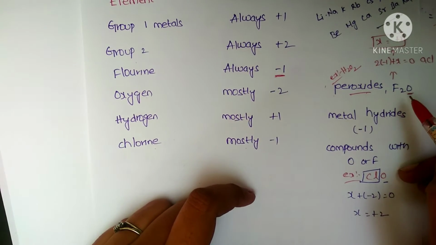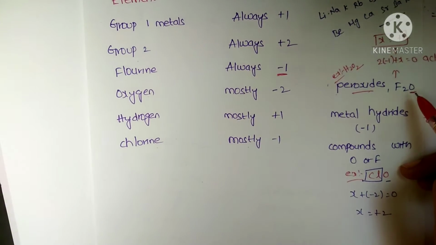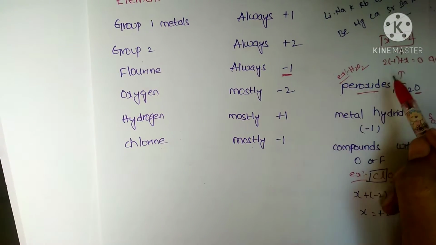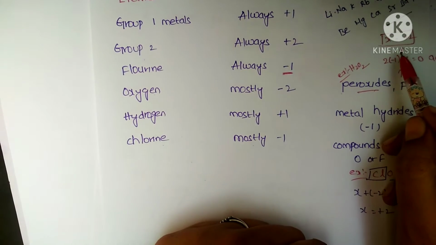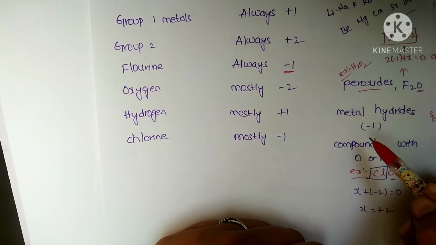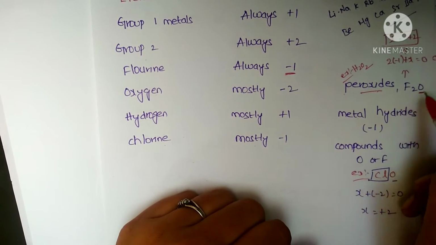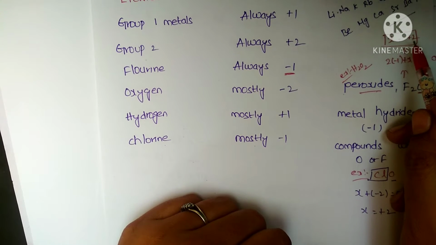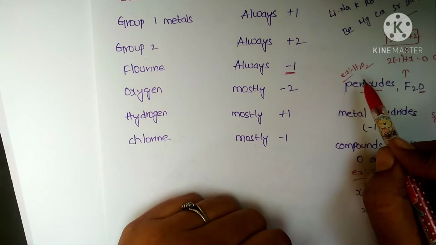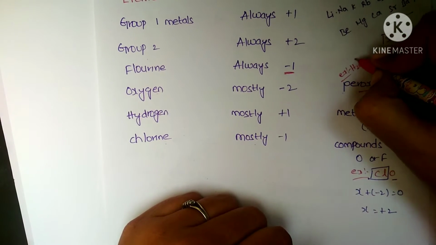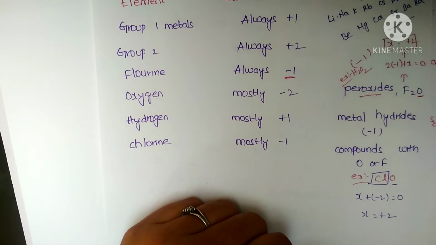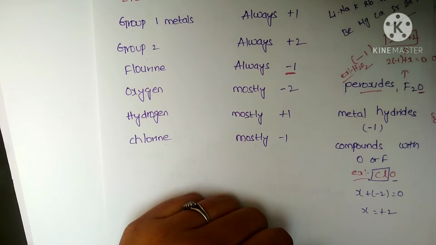One more thing: whenever oxygen is in combination with fluorine, it won't show -2. We can easily understand this calculation by the end of this session. In the combination F2O, the oxygen shows the oxidation state +2, whereas in hydrogen peroxide the oxidation state will be -1. We will discuss in detail how to calculate these oxidation states.